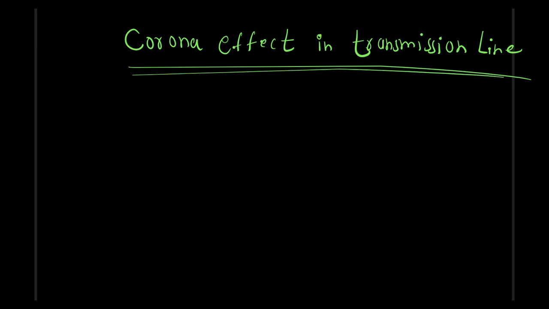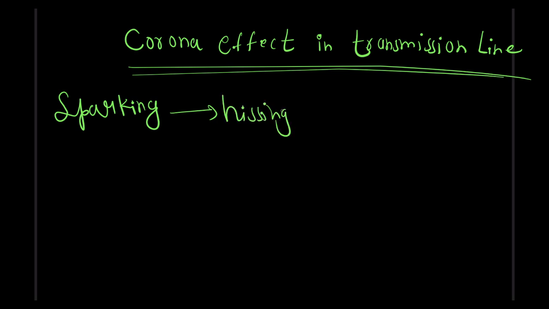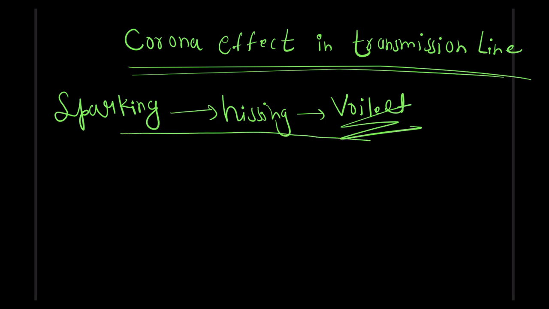In a transmission line, sometimes we observe sparking, and due to this sparking there is a hissing noise and a violet glow. This complete phenomenon is called the corona effect in the transmission line. Now, why does this happen?